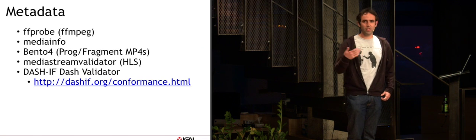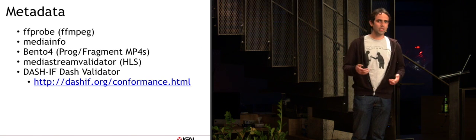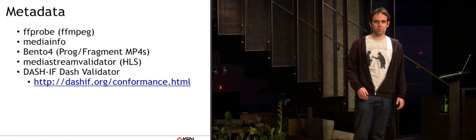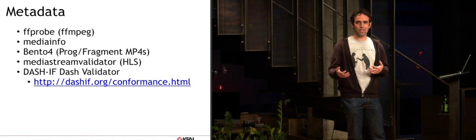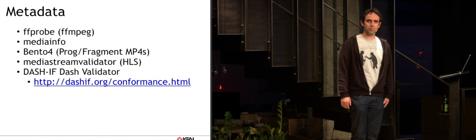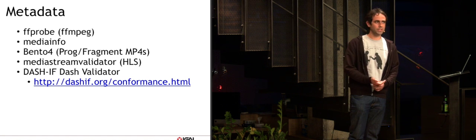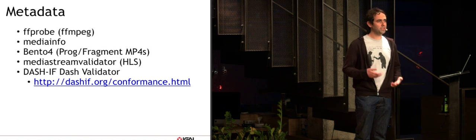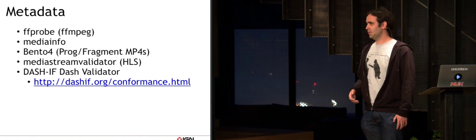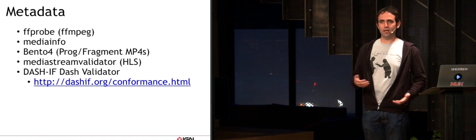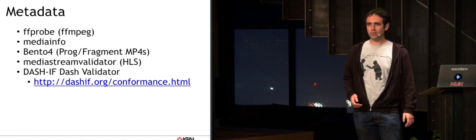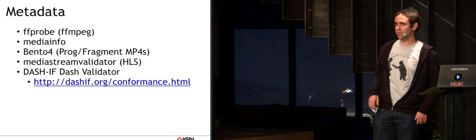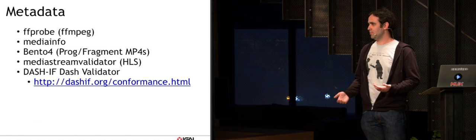When working with MP4s, and particularly fragmented MP4s, the Bento4 toolkit is great. There's tools for converting progressive to fragmented MP4s, for dumping the MP4s and looking at the atom map and structure of the MP4s, and lots of other useful tools in there. Then looking at more on the adaptive side, Apple has the Media Stream Validator tool, which is great for validating your HLS manifests and your media segments, looking at the bitrate and various other settings that that tool will validate. And from DASH-IF, there's a similar sort of tool for conformance and validation there.